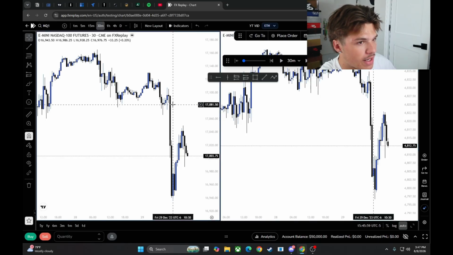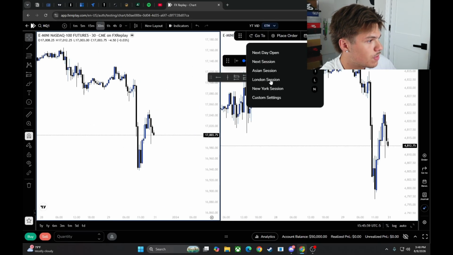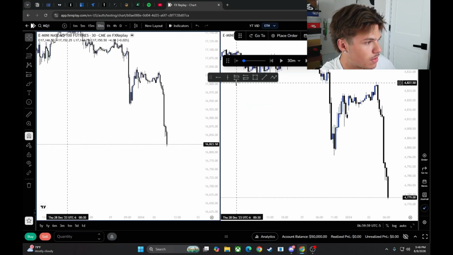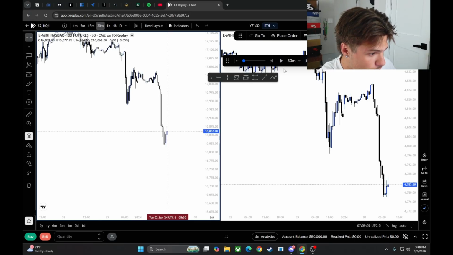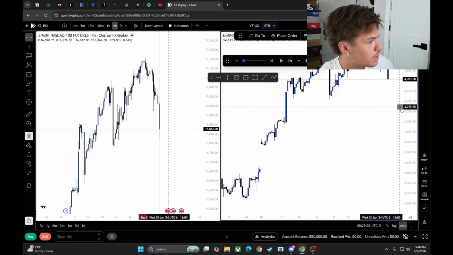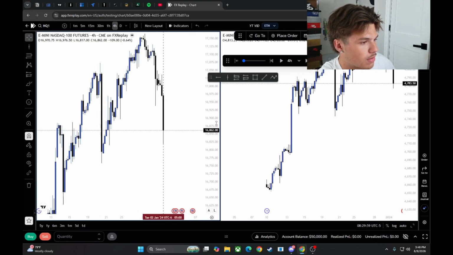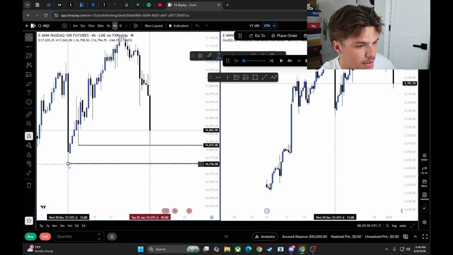I got ES on the right, NQ on the left. Let's just get right into it. Go to next day open. Mark out open. Skip right to it. Okay, so always start off on the higher time frame. I mean, we're obviously trending lower. So mark out strong draws. We got this right here, this right here.